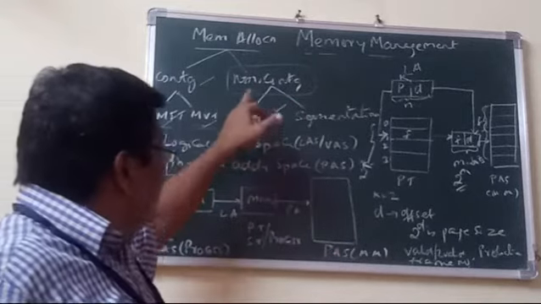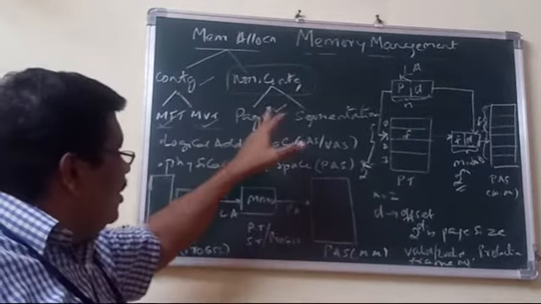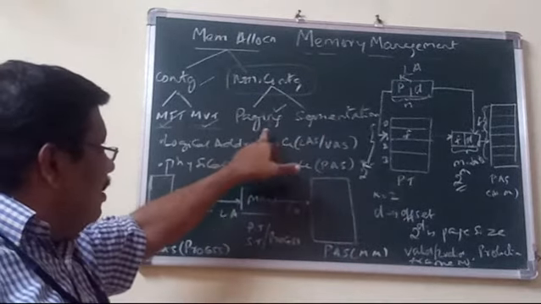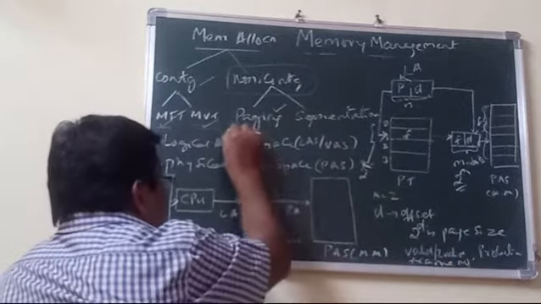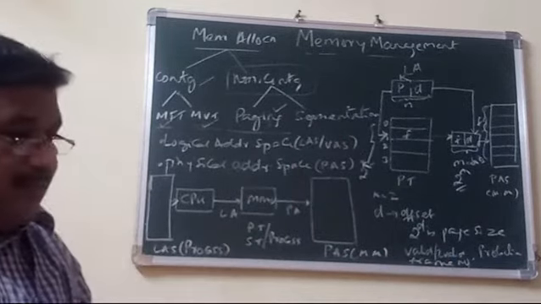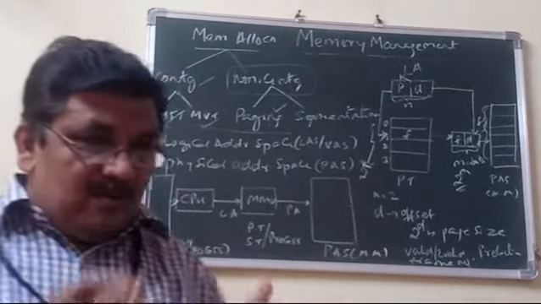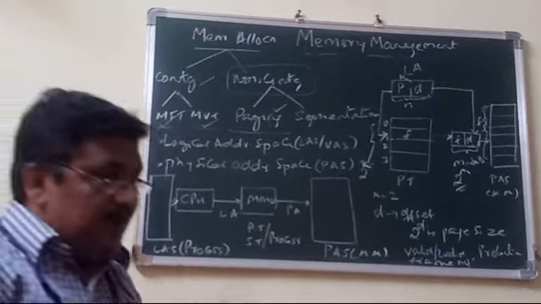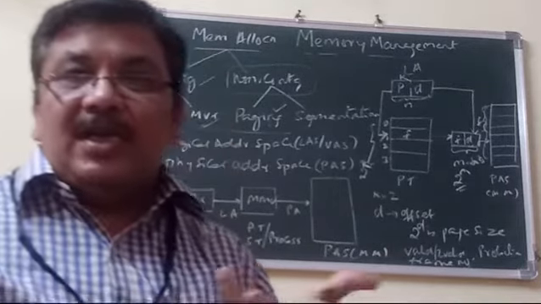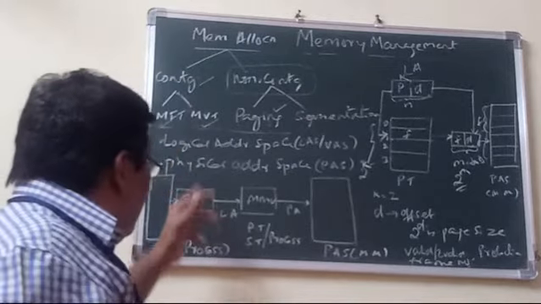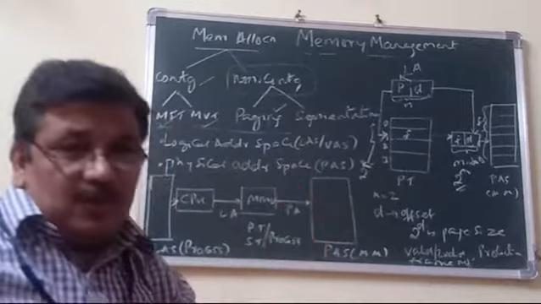Paging is non-contiguous. There are basically two techniques of achieving non-contiguous memory allocation. One is paging, the second one is segmentation. First we will see paging. Before knowing what actually paging is, we need to know what is logical address space and what is physical address space. Logical address space is also called virtual address space.